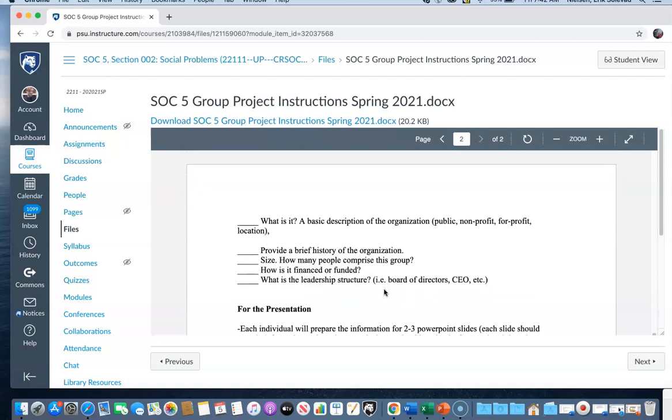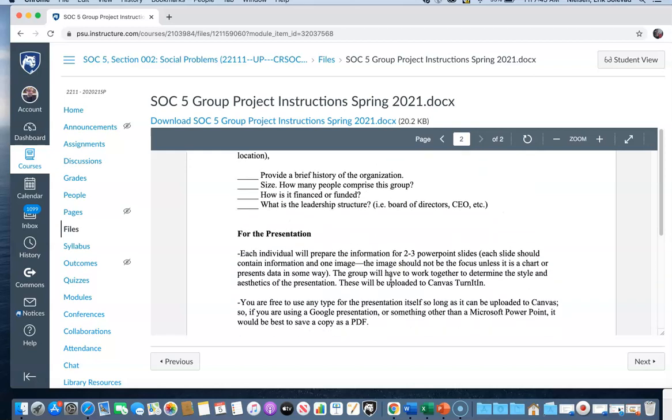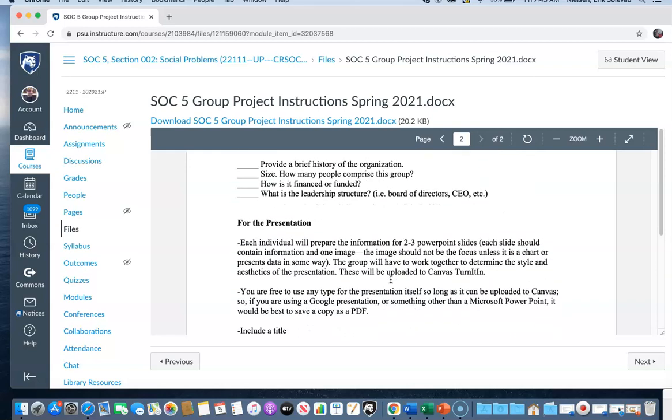So here are the different choices. What is it? A basic description of the organization. One person could do the history of the organization. One could look at the size, how many people, how many facilities, is it global, national, that sort of thing. How is it financed or funded? What's its leadership structure?